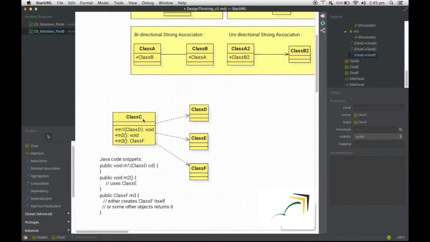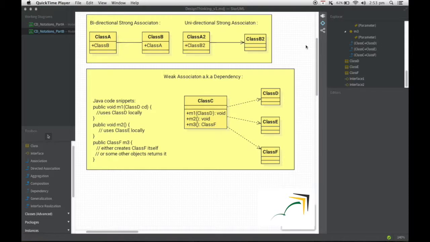Give me 2 minutes. I'll just clean this up, put them up front, and I'll come and close this particular video. Okay, here you go. I've cleaned up the diagram that I wrote.